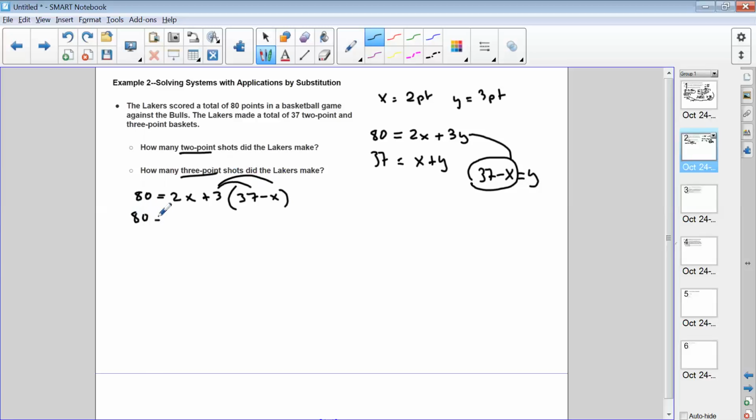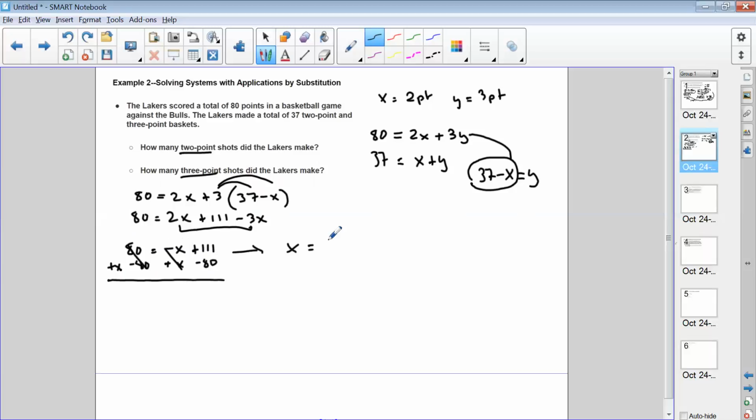So I get 80 equals 2x, and I'm going to get 111 minus 3x. So I'll go ahead and combine those, and I get 80 equals negative x plus 111. And I'm just going to add x over here, and then I'm going to subtract 80 kind of in one complete step. That goes to 0, that goes to 0. So I'm left with x is equal to 111 minus 80, and I get 31.